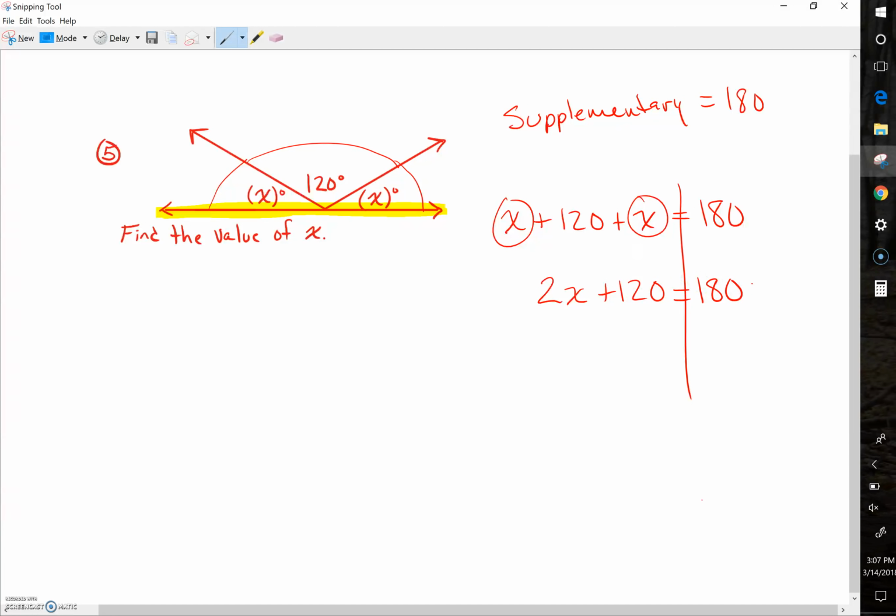And now a simple two-step equation. We're going to subtract 120 on both sides. Leaves us with 2x equals 60. Now we divide by 2 to get x alone, and x equals 30. And that would make sense if that was 30. This one is also 30, and they add up to a total of 180.